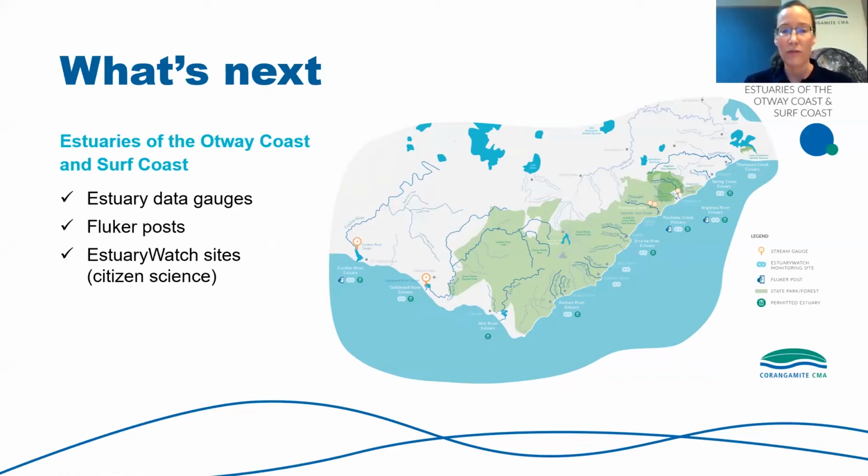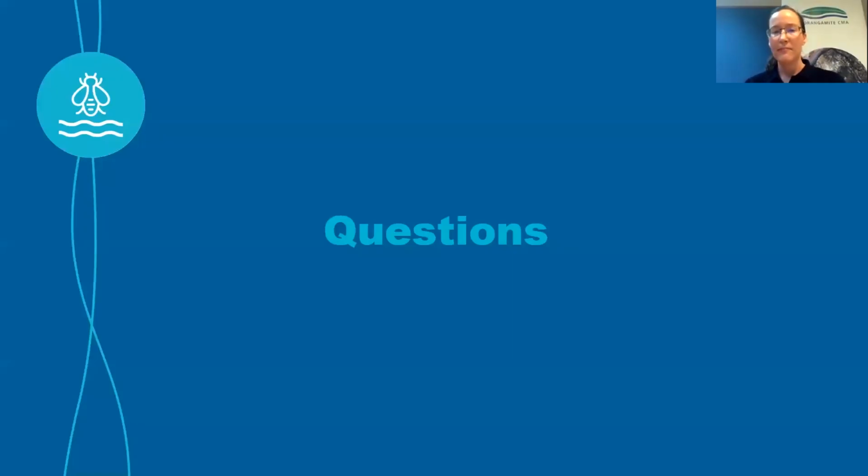So we've got 4 gauges along the estuaries, and we've also got some citizen science data with some fluke posts, which is photo point monitoring, and lots of estuary watch sites along the coast. So that will be launched before the end of the year. So it's very exciting, and I think we're almost out of time, so we might move on to questions.